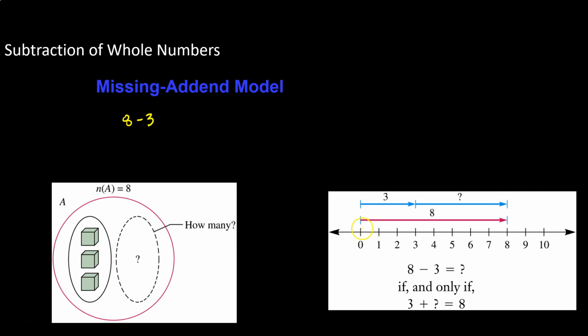On this number line, we have 8 and 3 that are both starting at the origin at 0. And this is doing a missing addend right here. It's saying how much more do we need to get up to 8? If we started at 3, we could count up 1, 2, 3, 4, 5 to see we would need something that's 5 units long to get up to 8.